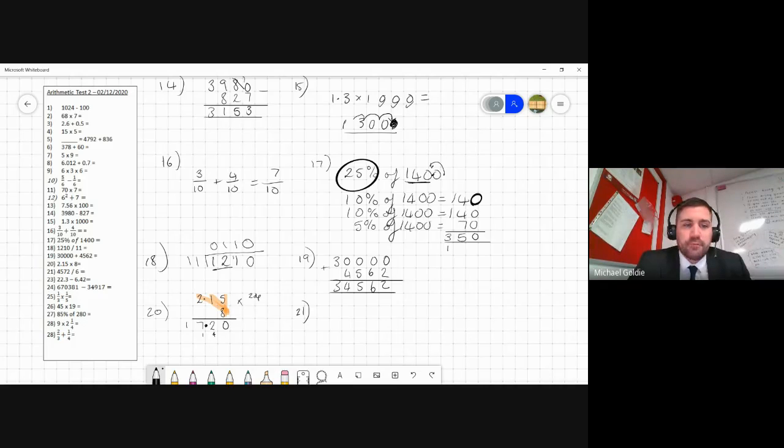Number 21, 4,572 divided into 6. So once again, get it in a bus stop. Start with 6. And how many 6s are in 4? There are none. So now we're going to work out how many 6s are in 45. This is why times tables are so important. It's at the core of everything to do with maths. So you count your fingers and you count up to find out how many 6s are in 45. 6, 12, 18, 24, 30, 36, 42. So there are 7.